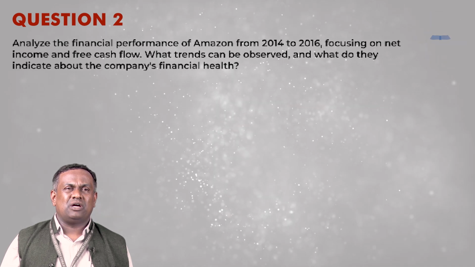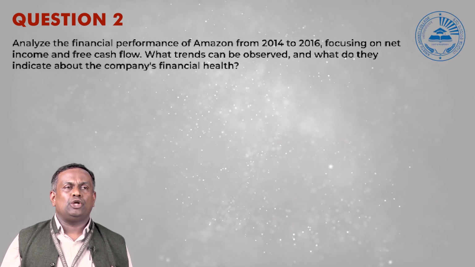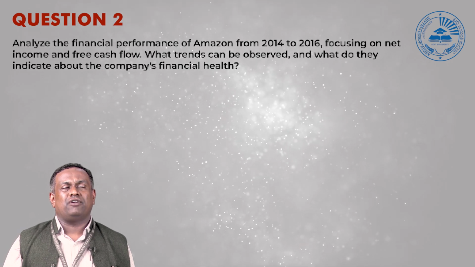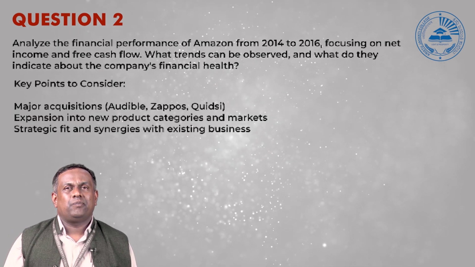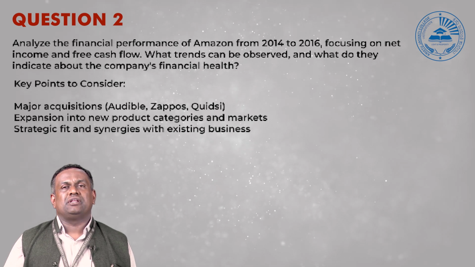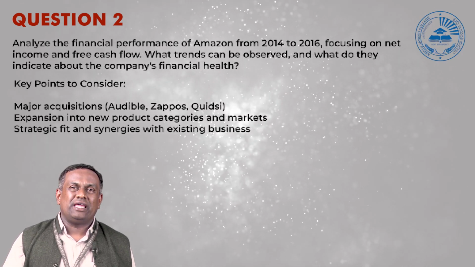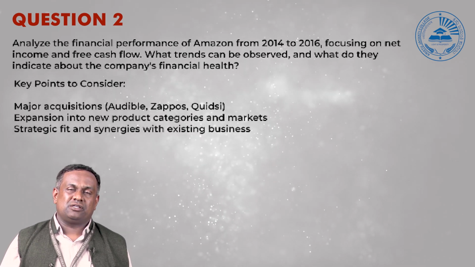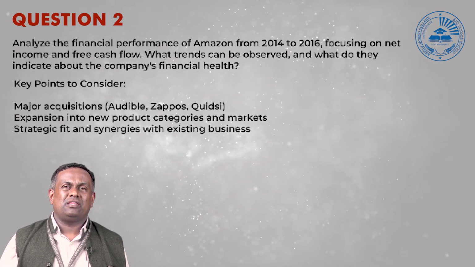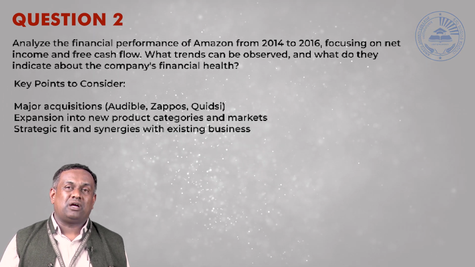Focusing on the net income and the free cash flows, what trends can be observed and what do they indicate about the company's financials? That means, what are the main financial figures that make a person think positive or negative, to invest or not to invest in Amazon, or to buy the product or services, or to align as an Amazon partner?